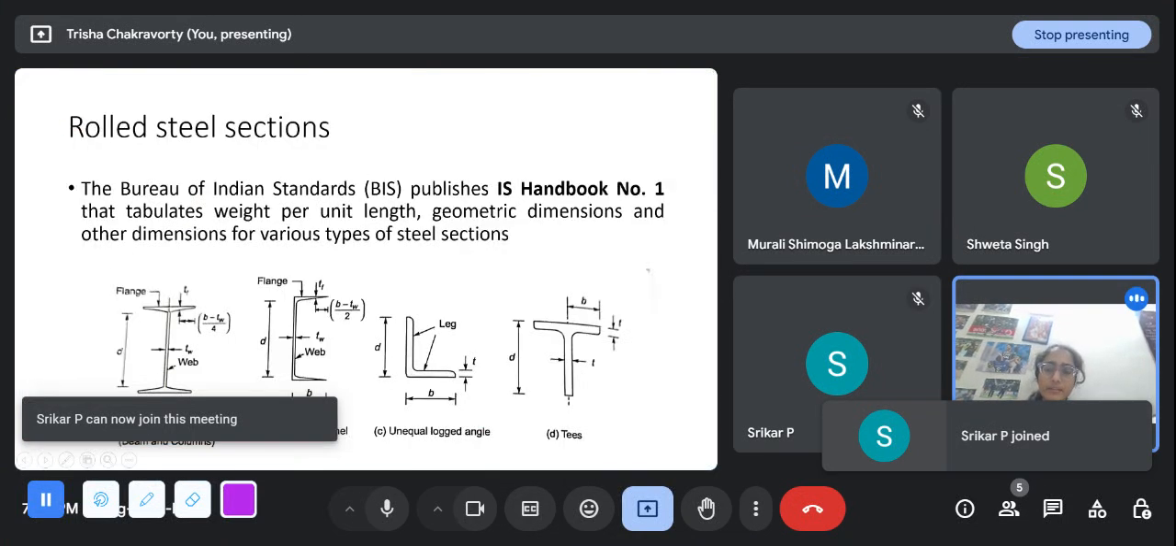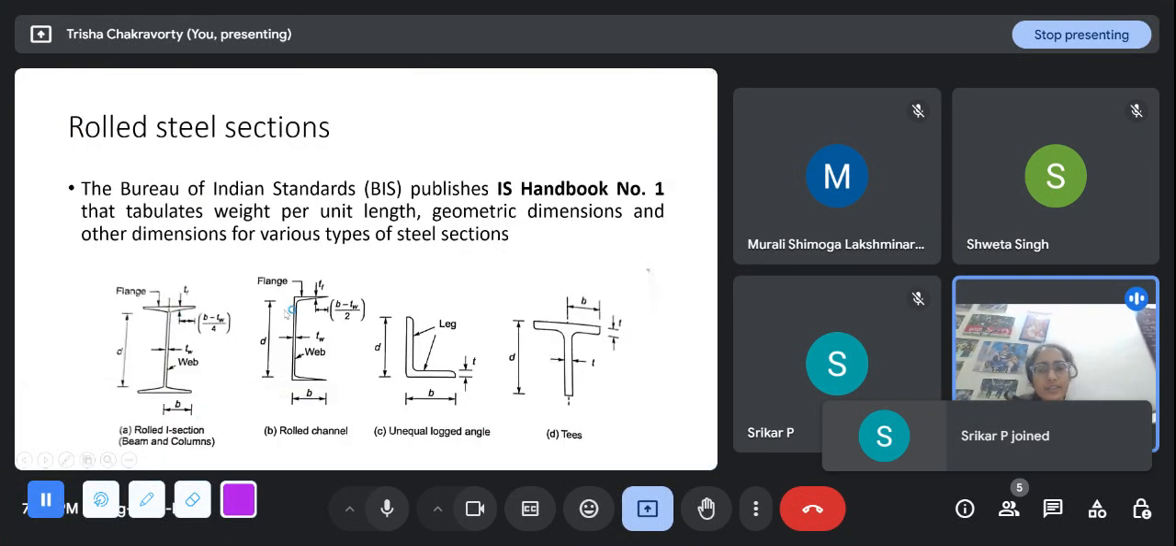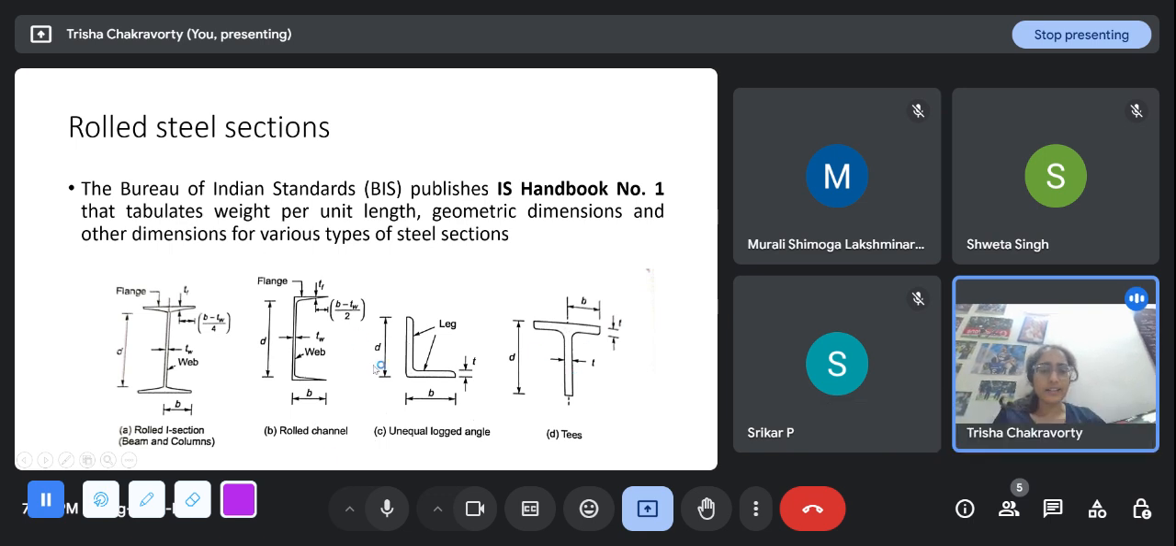So these are some of the sections that we have looked at: I section, C section, angle section, and T section. Since we are going to look at design of tensile members today, angle section is one of the most commonly used tensile members. So these are the two legs. They can be equal or unequal. Equal legged angles have B and D equal, and they can also be unequal.